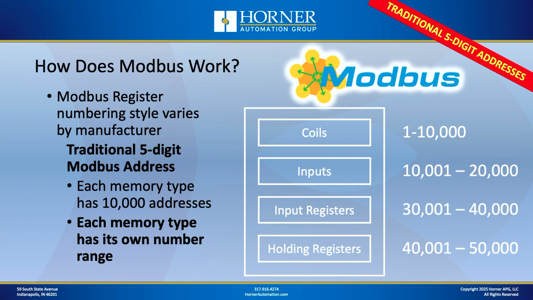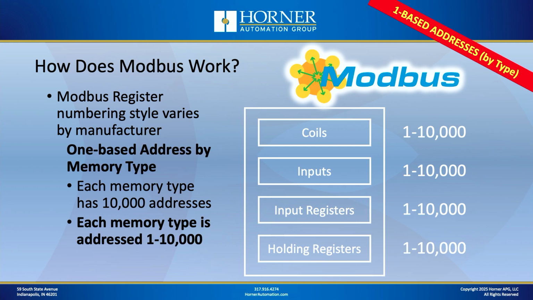Now let's talk about Modbus addressing. In traditional 5-digit Modbus addressing, each of the four different memory types has its own unique address range. That keeps it really simple. So if you're looking at a Modbus address of 35,000, you know you're looking at an input register, which is read-only. If you're looking at an address of 3,000, you know it's a coil and it's read-write. The 5-digit addresses are by far the easiest to work with, in my opinion.